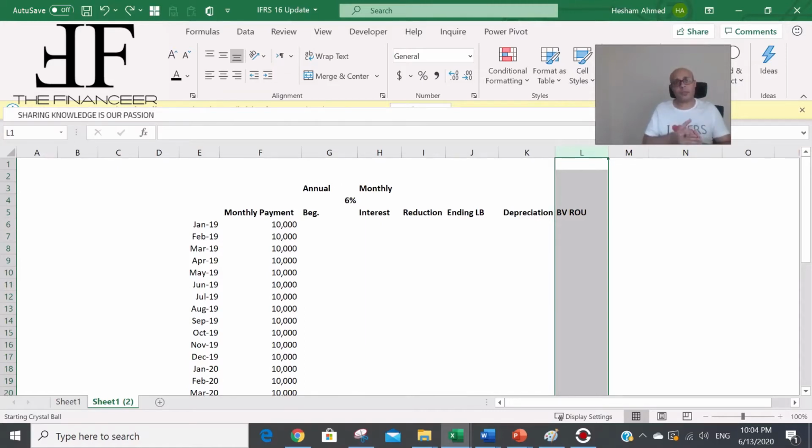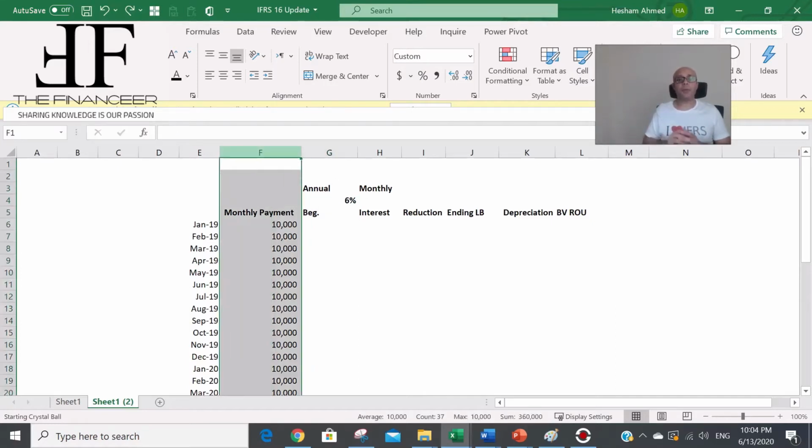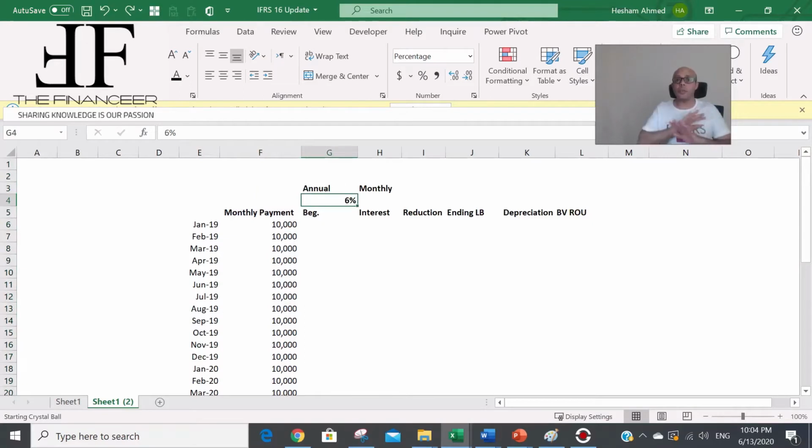The first thing that you need to do in order to run the financial model and the calculations here is to convert this annual interest rate into a monthly interest rate. Let's understand why. Because your payment is monthly, but you have an annual interest rate. You cannot use an annual interest rate in the discounting process with a monthly payment. So you need to convert this annual interest rate into a monthly interest rate.